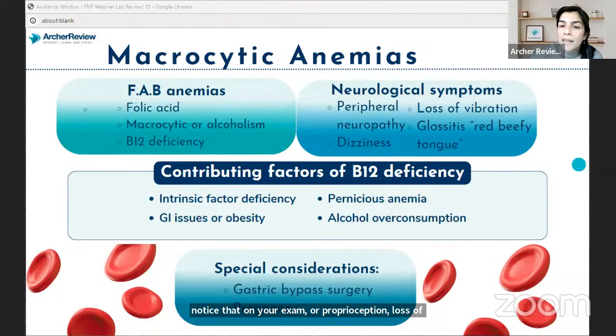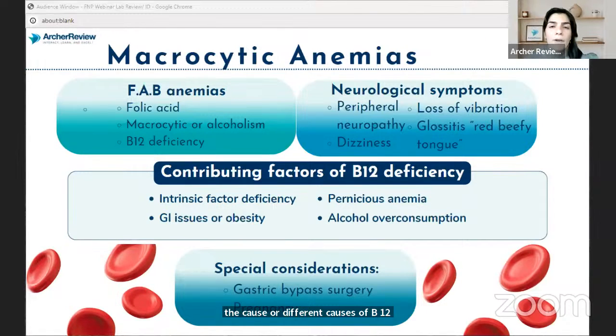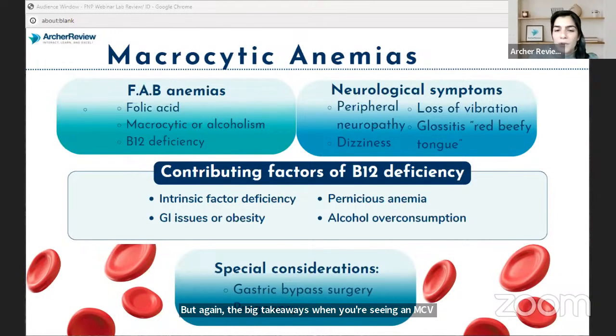And then you want to identify the cause. There are different causes of B12 deficiency. It could come from an insufficient diet, pernicious anemia, or malabsorption. So if they're overweight, if they have intrinsic factor deficiency, GI issues, or they've had gastric bypass. So a lot of different causes. You want to identify the cause and treat the underlying cause. But again, the big takeaway: when you're seeing an MCV over 100, you should be thinking macrocytic anemia and those differentials.